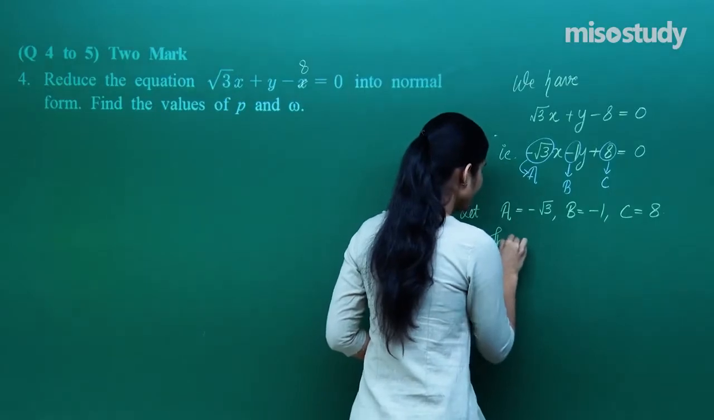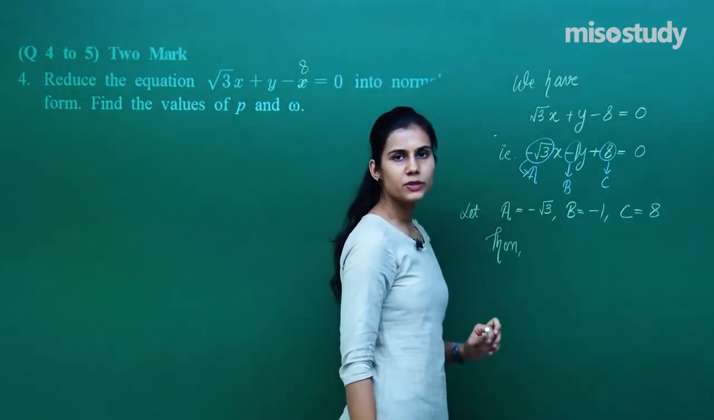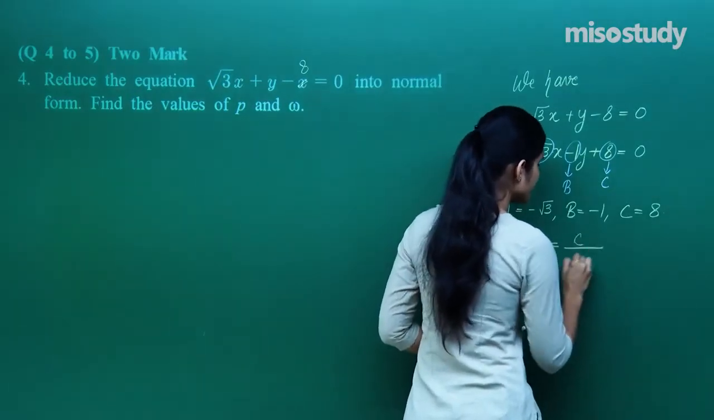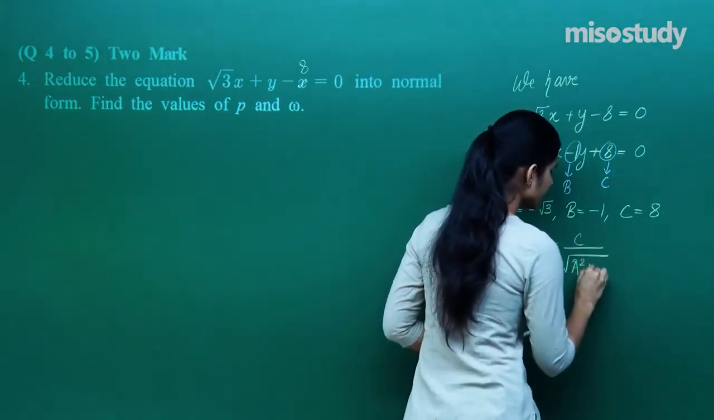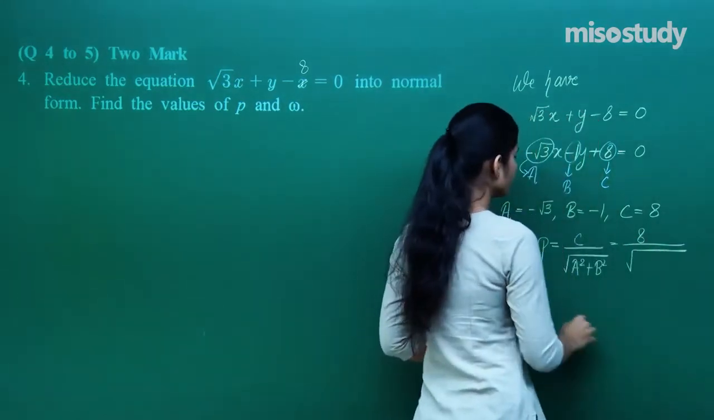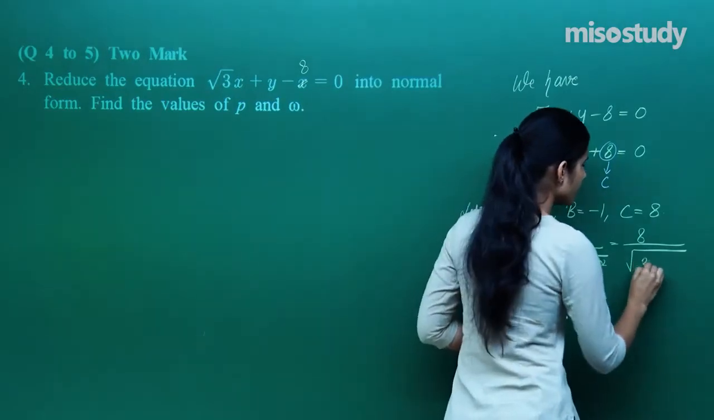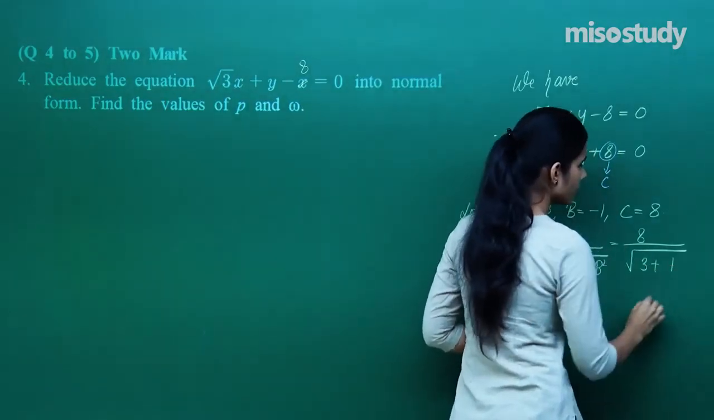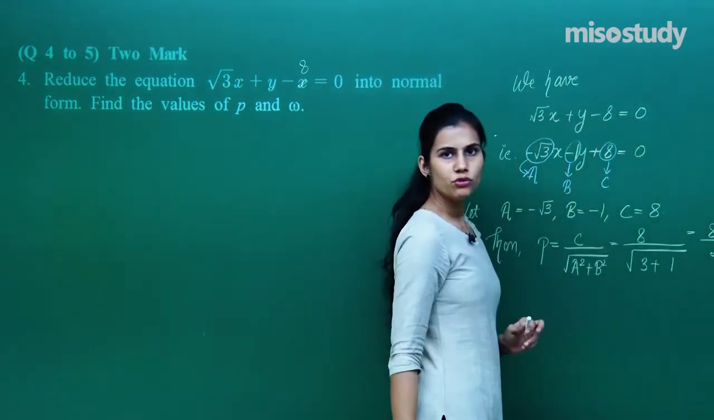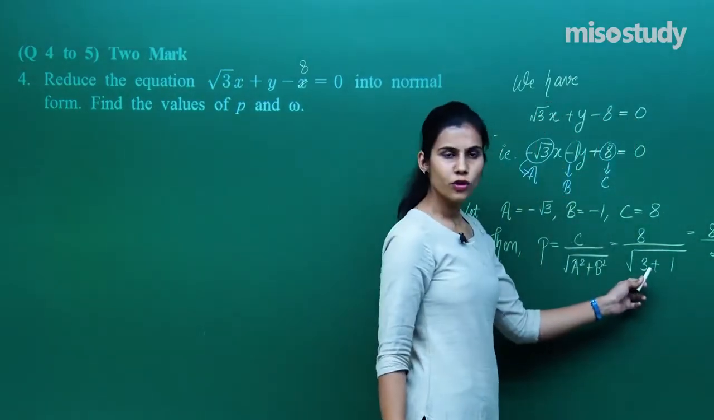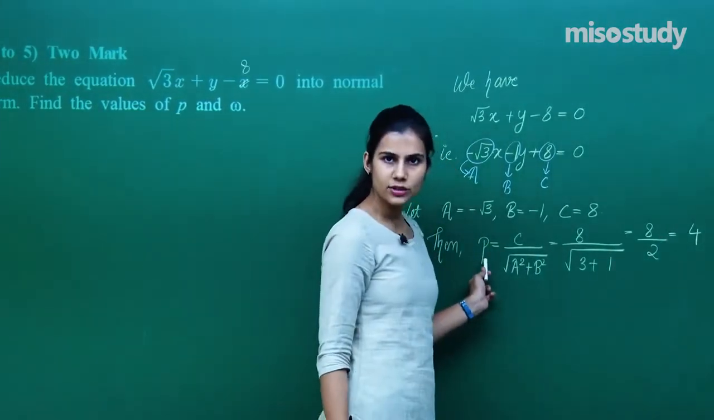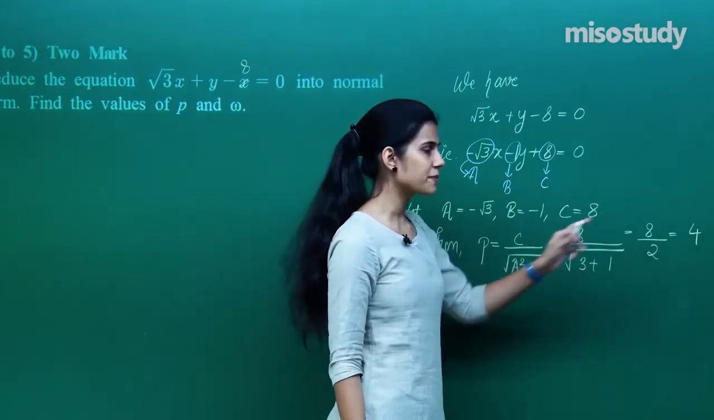Then I know that normal form is x cos alpha plus y sin alpha equals p. What is p? P is given by c upon under root a square plus b square. C is 8, a is minus root 3, square is 3. Minus 1 square is 1, so you get 8 upon root 4, that is 2, and therefore you get 4. Root 4 is 2, 8 upon 2 is 4. P stands for the distance, the length, and that can never be negative, so I am getting a non-negative value.